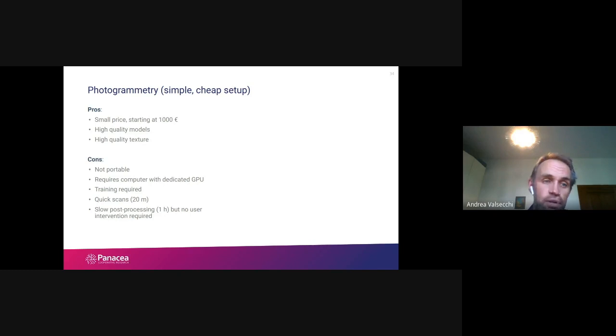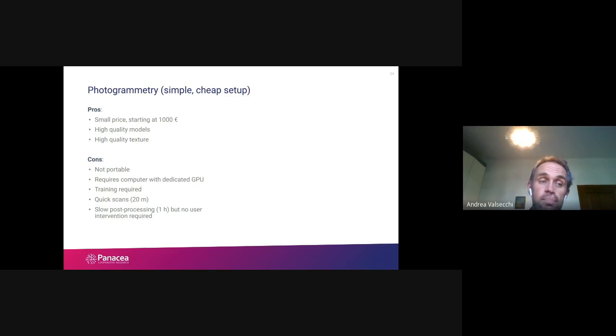You need a powerful computer with a dedicated graphics processor. That's probably not an issue nowadays, but you still need it. You need some training, because you need to be able to take pictures that are right, that look good, that are sharp, and when you don't, you need to understand why and fix it. Once you do that, you can get scans relatively quickly.